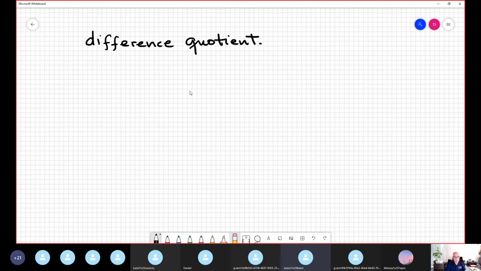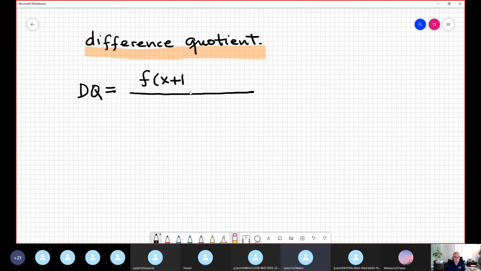So what does that mean? Well, this is a formula that helps me find if the function is increasing or decreasing. It's like a slope, but actually it's not the slope, it's more sophisticated. What is the formula? The difference quotient is equal to the function evaluated at x plus h, where h is a totally arbitrary number, minus f of x, divided by h. It's the formula. So what is the idea for the question of the test?